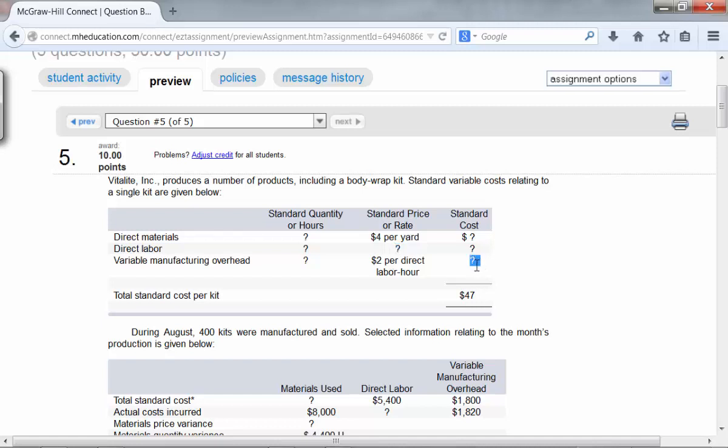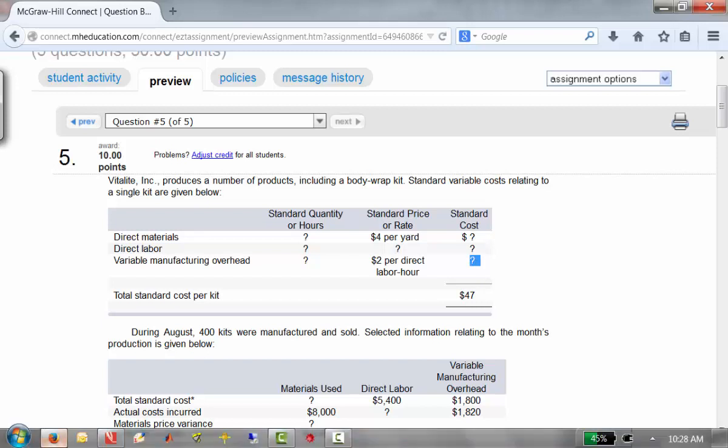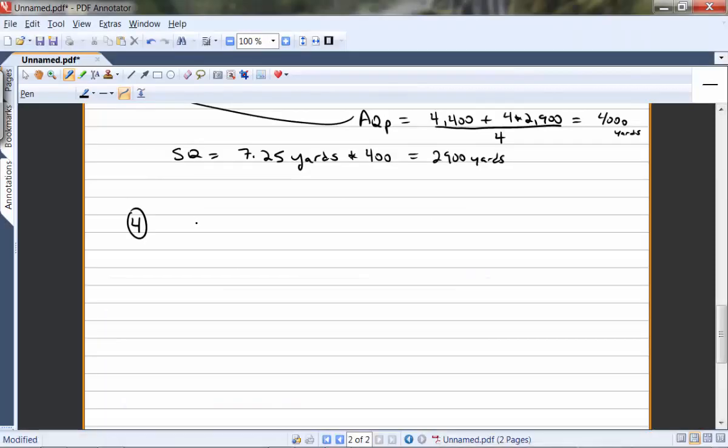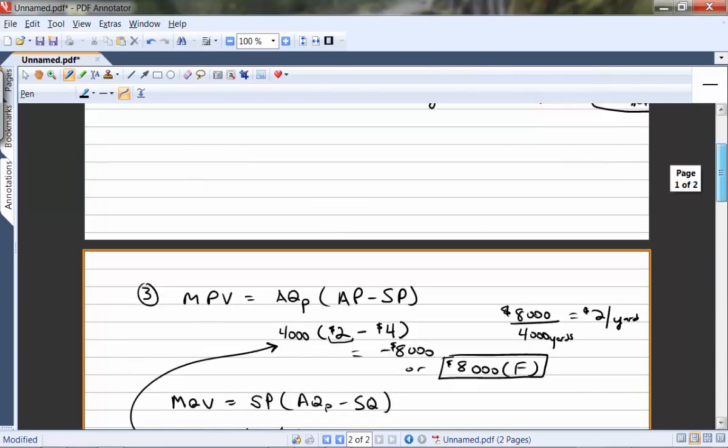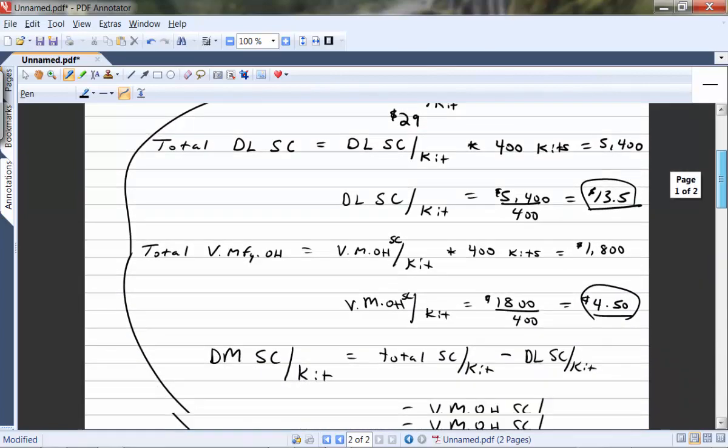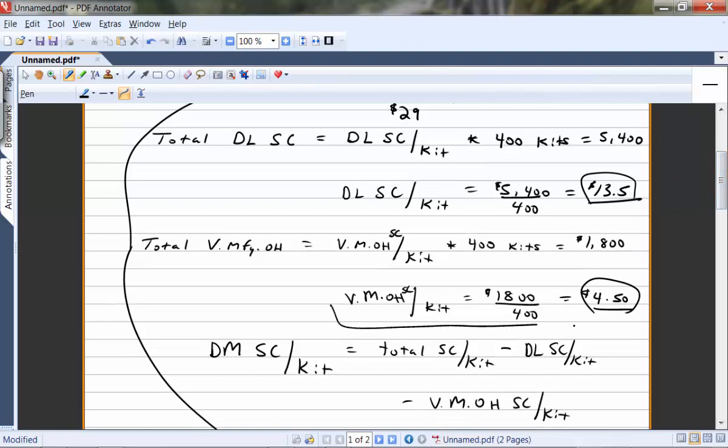What was the total standard cost for variable manufacturing overhead? Right here, per kit. Well, we found that in part 1. It was 4.5, right?